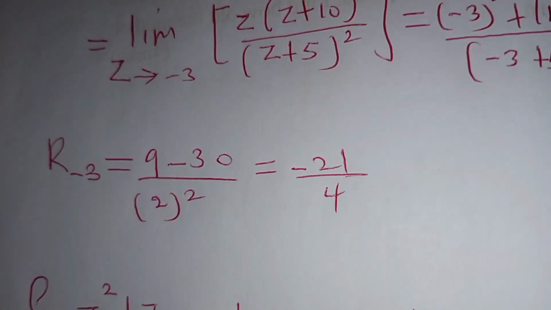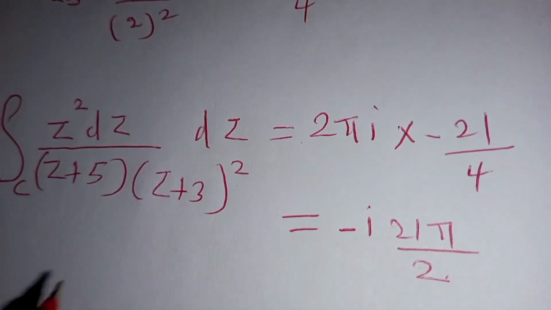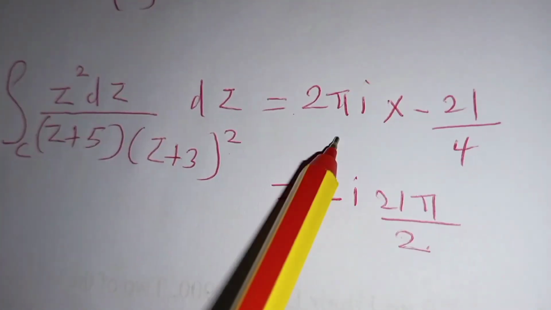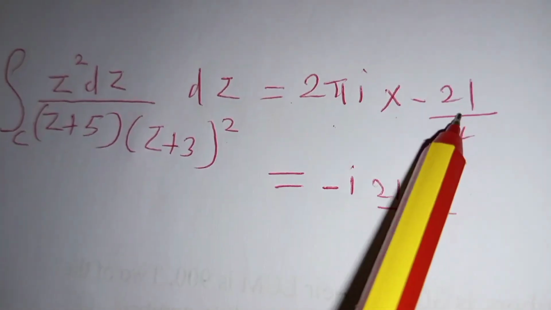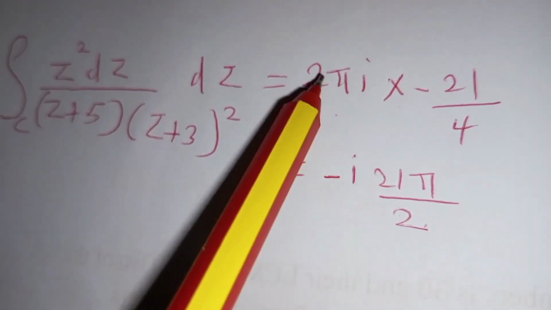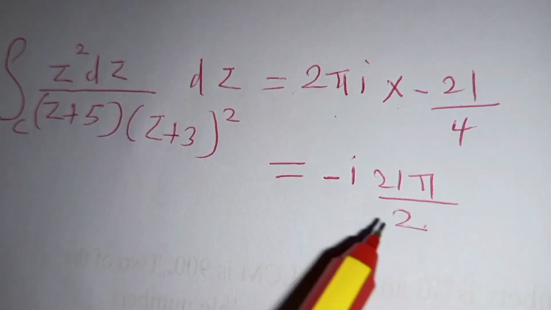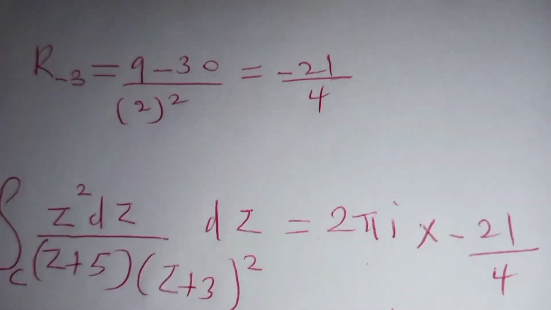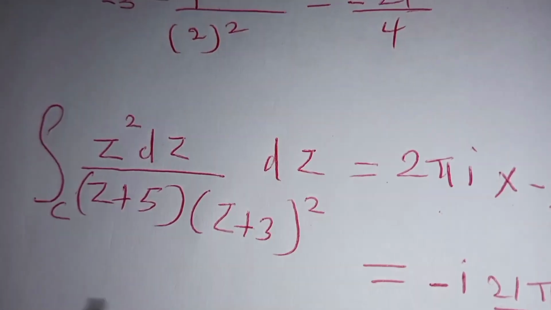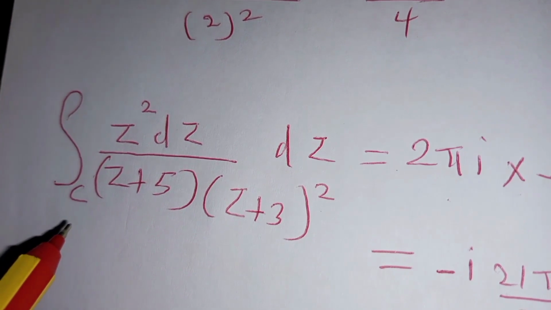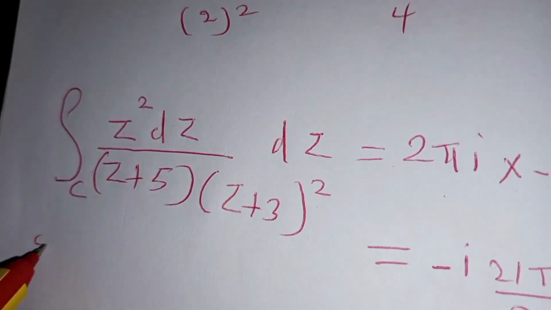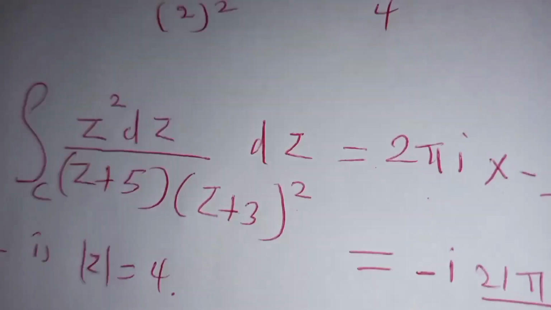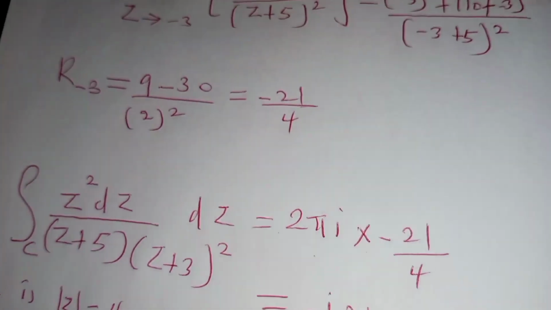Then by Cauchy's residue theorem, our result will be 2 pi I multiplied by negative 21 over 4. Then you can divide by 2; 4 divided by 2 is 2. So that you have now negative 21 pi I over 2 as the result of our given complex integral, where we are given the contour C to be modulus of Z equal to 4.